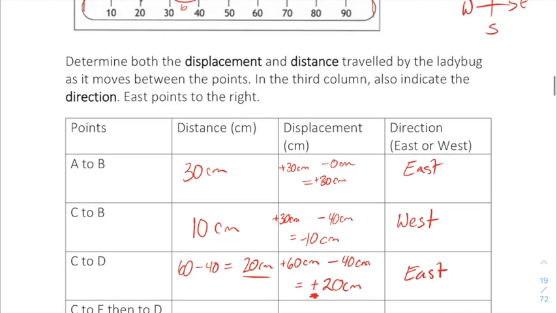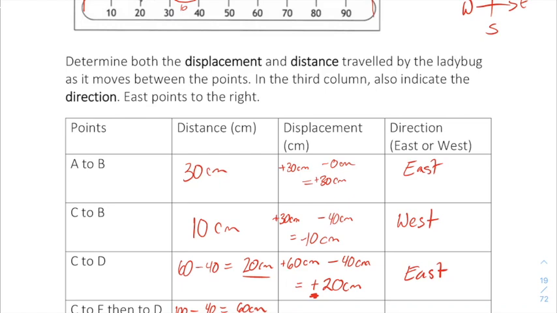All right, so if we go from C to E and then to D, then we are talking about from C to E, which is 100 minus 40. That gives us 60 centimeters for C to E. And then we're going to add that to from E to D. So E to D is 100 minus 60.